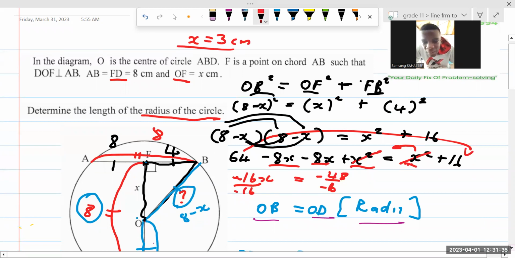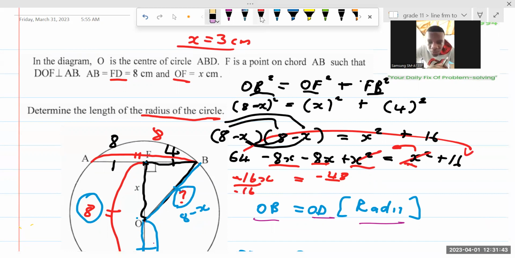My mistake. When you say minus 48 divided by 16. All right, it's fine. So it's minus 16 here. And then what did you get as your answer? You got minus 3x. Yes. Okay.